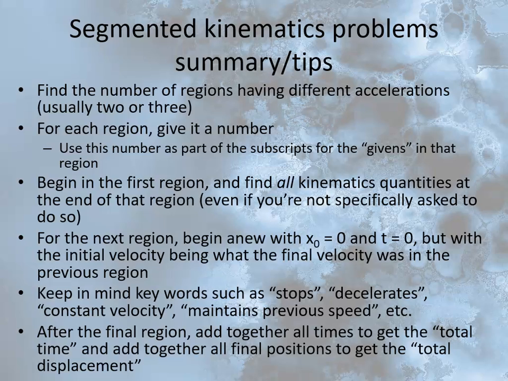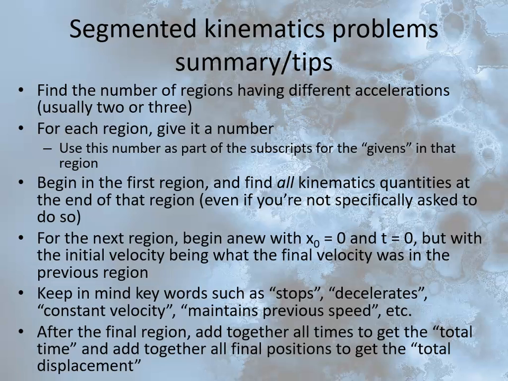So, again, the idea is to find the number of regions having different accelerations. Generally, it's going to be 2 or 3. For each region, give it a number or a name. In the first region, find all of the kinematics quantities that are true in that region: the displacement, the final velocity, the time passage, etc. And then for the next region, you can imagine beginning afresh with an initial position of 0 and an initial time of 0, and then use the fact that the final velocity at the end of the last segment is your initial velocity of your new segment.